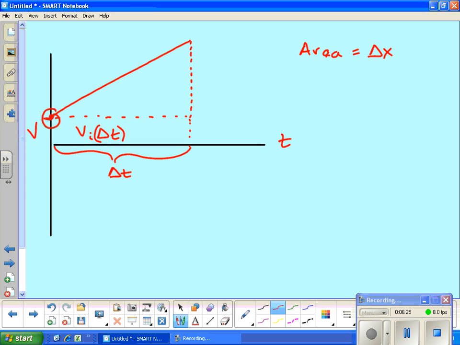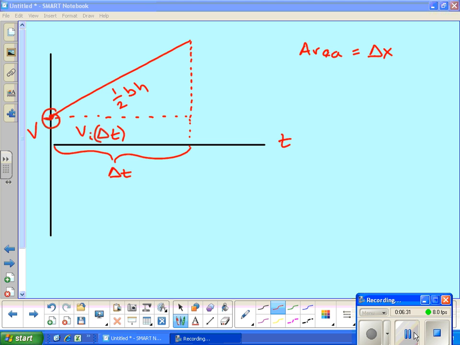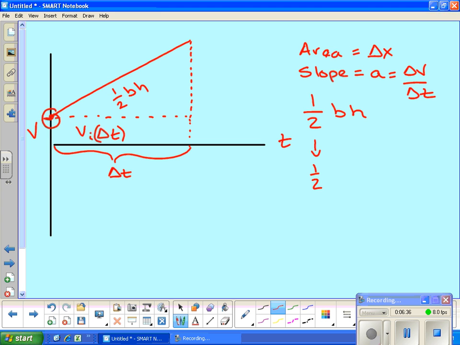Let's look at the triangle. The triangle is simple in geometry. We know it's 1/2 base times height. The 1/2 is pretty simple, we're just going to keep that 1/2. The base of this triangle is the same time span, delta t, but the height we need to explore a little bit. The height is a change in velocity, and we know the slope of this graph is a change in velocity over a change in time.